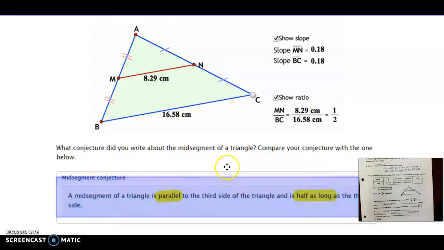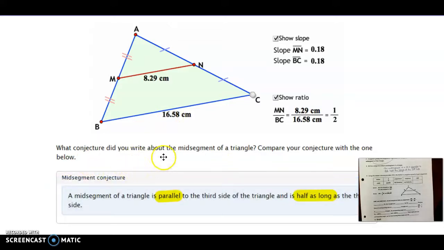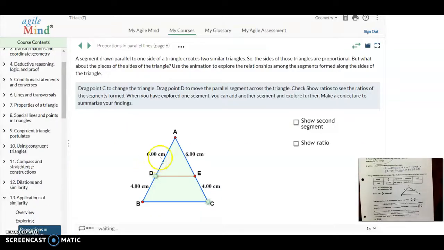So our conjectures should match what they have written as the midsegment conjecture, that a midsegment of a triangle is parallel to the third side of the triangle and is half as long as the third side. Now I want to look at this animation to look at some other relationships that we want to learn.